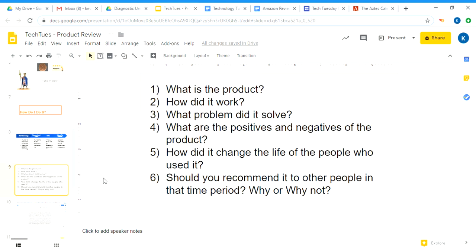Here are some general questions you can think about once you've selected your technology and your time period. Put yourself in the head of a person living in that time period and think about, what is this product and how does it work and what problem does it solve? What are the positives and negatives? How did this change the life of the person who used it, and would you recommend it to another person in your time period? Once you can answer all these questions, you're ready to start writing your product review.